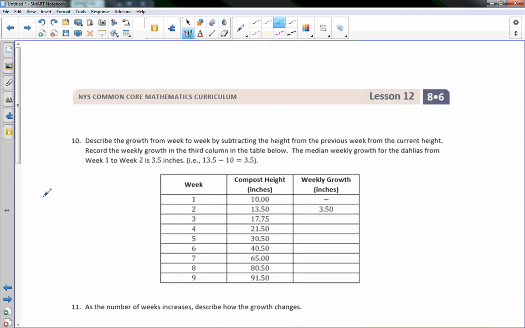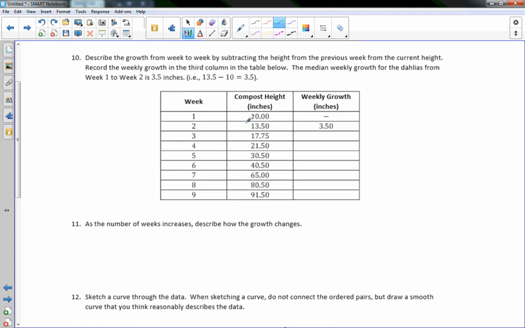Number 10, describe the growth from week to week. So this is a copy. All we're doing is subtracting this value from the previous. So 5 minus 0 is 5. 7 minus 5 is 2. And 7 minus 3 is 4. So this one I need to take away from the 5. 10 minus 5 is 5. And this is now 4, or 14, minus 7 is 7. And that becomes 20 minus 17, which is 3.